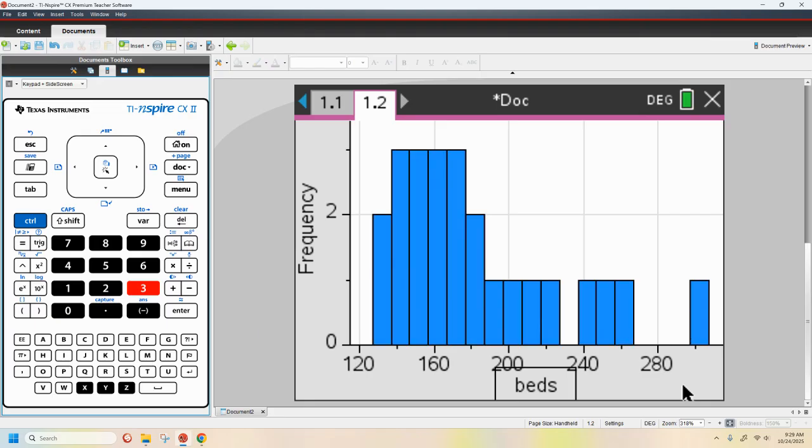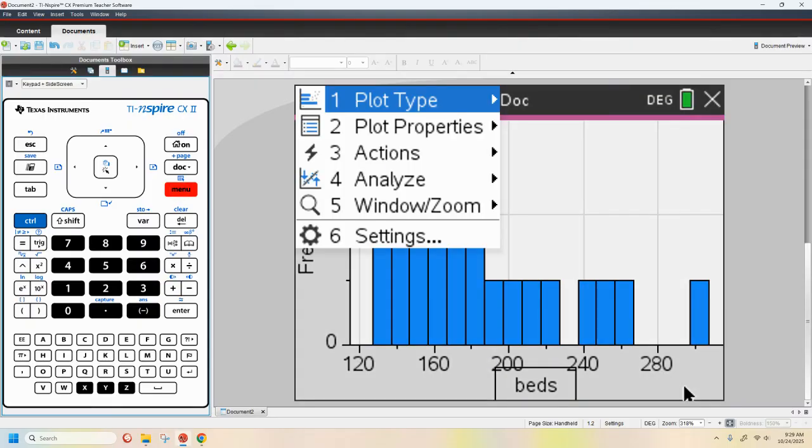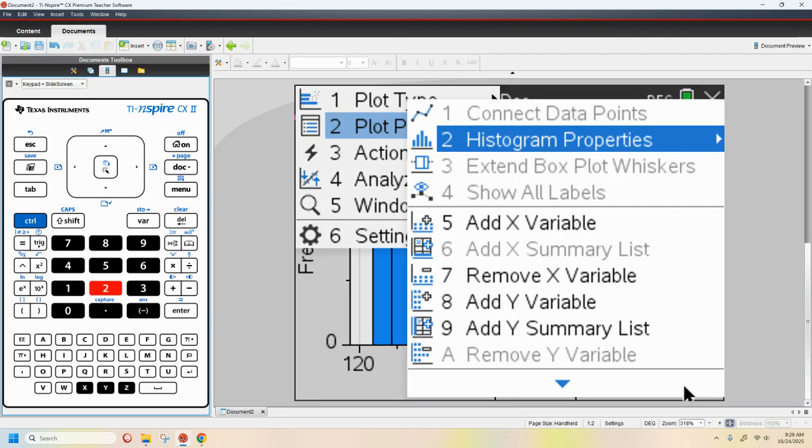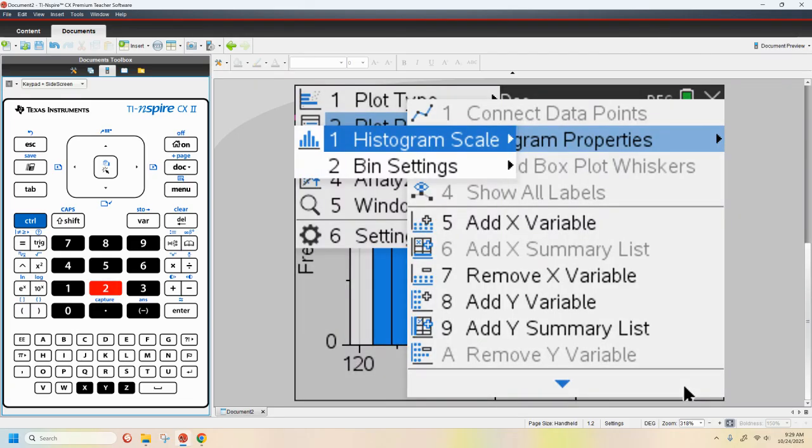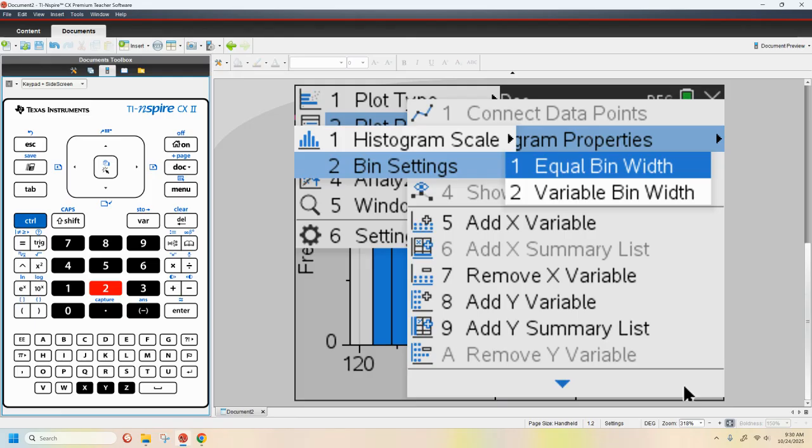Okay, great. It does its own default, whatever. The next step is on your reference sheet because it's a little bit harder to remember. So we go menu. We want to change our histogram properties. So it's 2 and then 2. And then bin is the same thing as interval is the same thing as a class. So bin settings, and we want equal bin width.